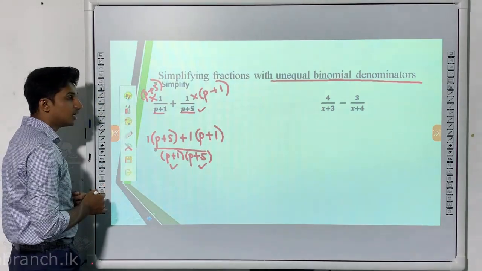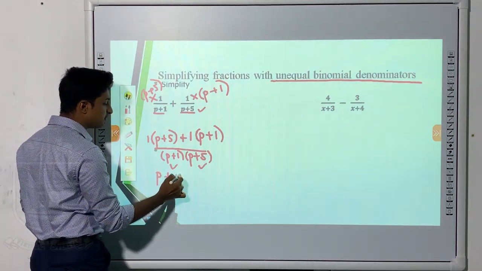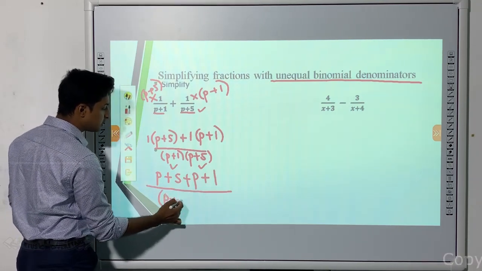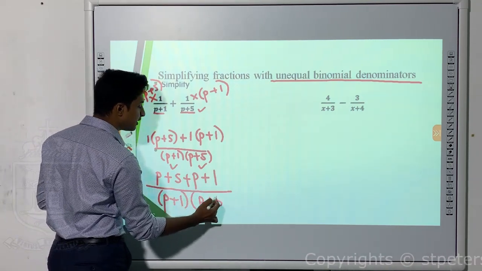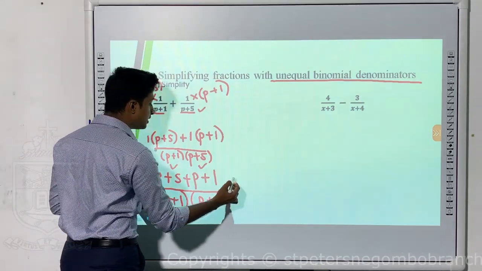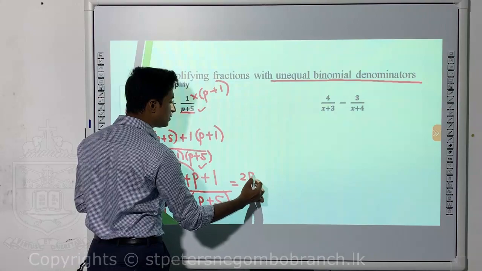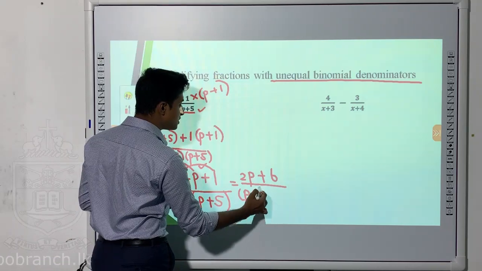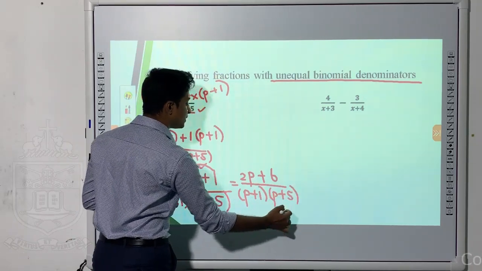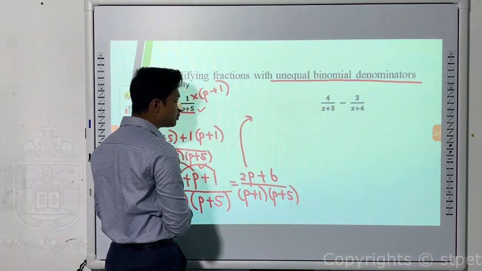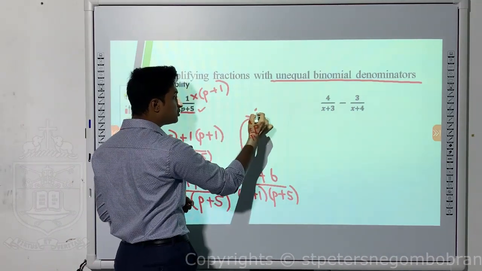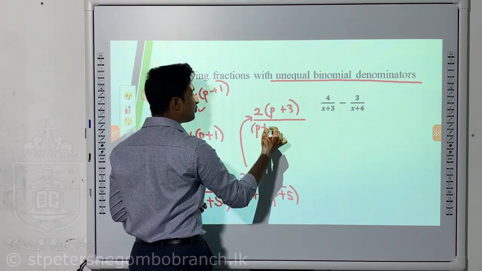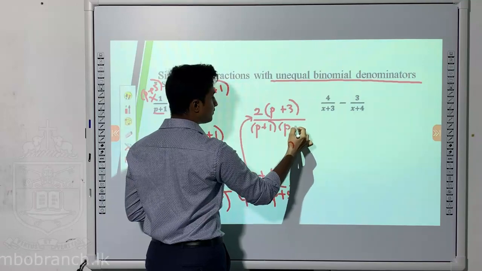Now take out the answers. That is going to be p plus 5 plus p plus 1 when you open the bracket, over p plus 1 times p plus 5. So p plus p is going to be 2p, plus 5 plus 1 is going to be 6, over p plus 1 times p plus 5. If you can simplify this further, you can simplify. You can take 2 out. If I take 2 out, this will become 2 times p plus 3 over p plus 1 times p plus 5.